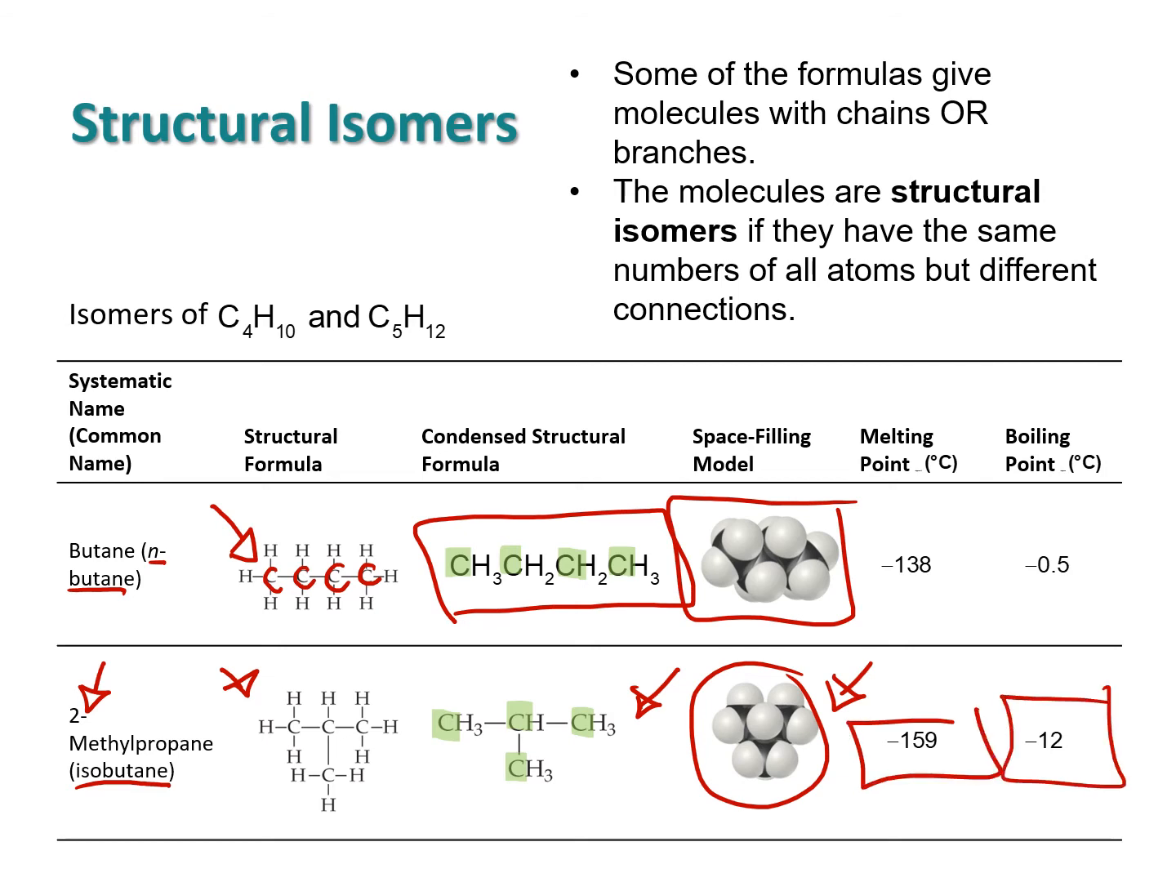So it has the same formula, but a completely different structure, with different types of connections between the carbons. You see how here it's a chain, and here you have a 3 carbon chain with 1 branching off. That's what's different about these. So these are isomers of C4H10. They both have 10 hydrogens and 4 carbons.